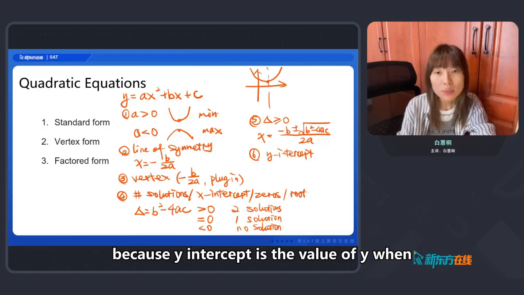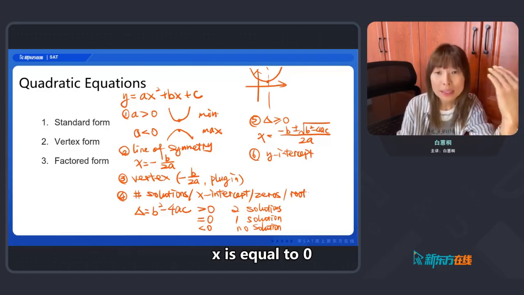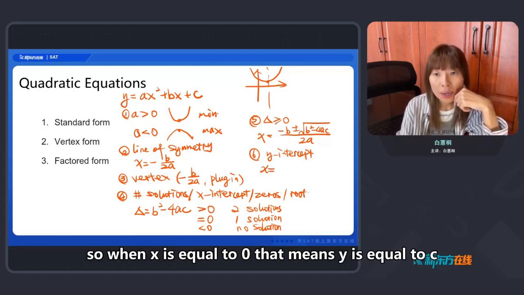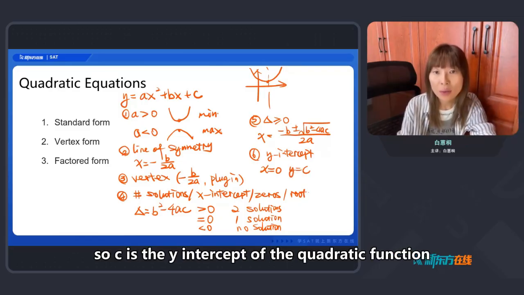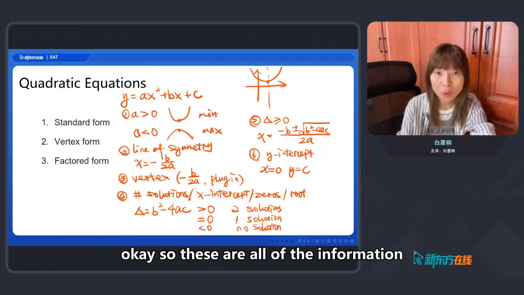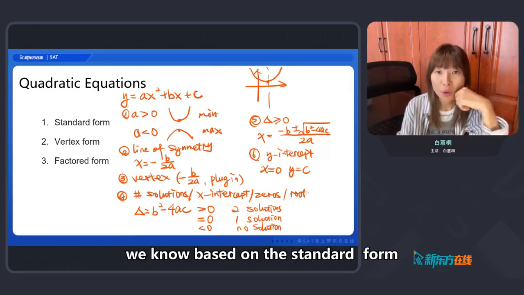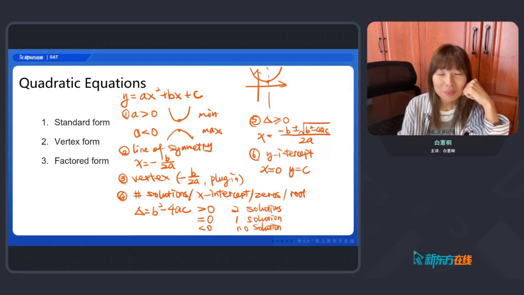The y-intercept is the value of y when x is equal to 0. So when x is equal to 0, y is equal to c. So c is the y-intercept of the quadratic function. Okay? So these are all of the information we know based on the standard form. Any questions for this part?